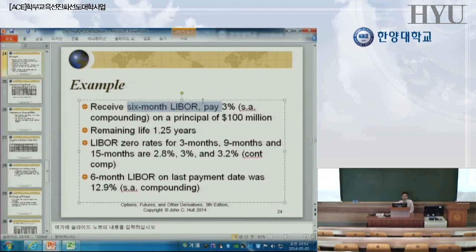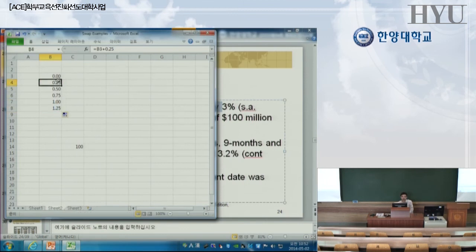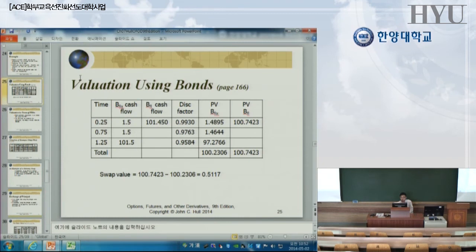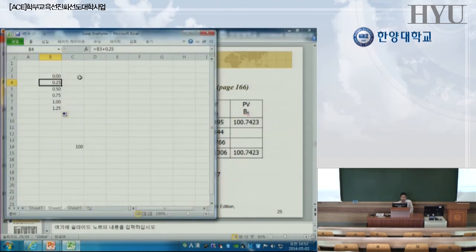So they receive every 2 times. So you are now 2.5, and then, in this swap contract, they receive money every 6 months, and you are actually in the middle. You have 3 months to go.